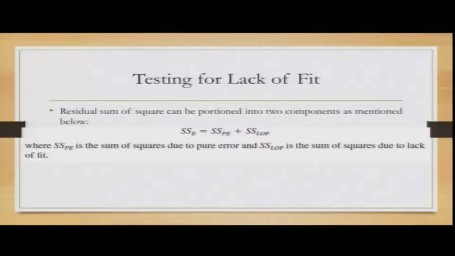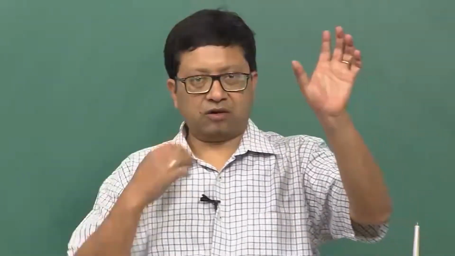Residual sum of squares can be partitioned into two categories. One is the sum of the squares due to pure error and the sum of the squares due to lack of fit. So, in a regression coefficient model, very simply, consider that you have a prediction of betas. Once you find out there would be error there, then once you use these betas to predict the y hat, there would be error here. Basically, there are two sets of errors.